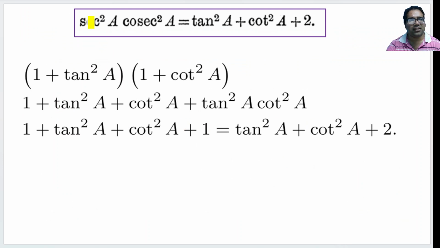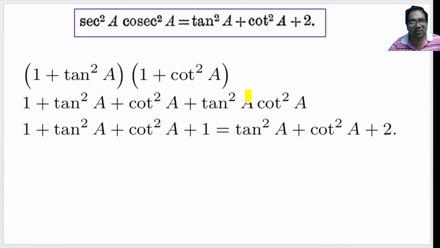Next, secant square a into cosecant square a equals tan square a plus cot square a plus 2. Right, we have to convert secant and cosecant into tan and cot. But it is very easy. Why? Because secant square a is 1 plus tan square a and cosecant square a is 1 plus cot square a. So, right, if we do this multiplication, we get 1 into this, 1 into 1 plus tan square a, which is 1 plus tan square a, and then this cot square into 1, which is cot square a, and tan square a into cot square a.